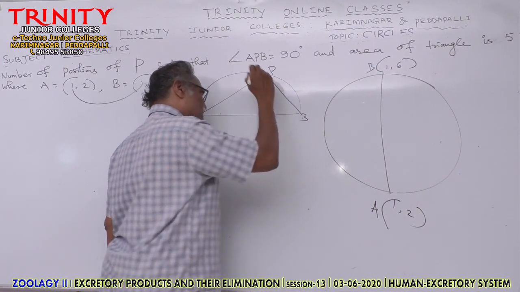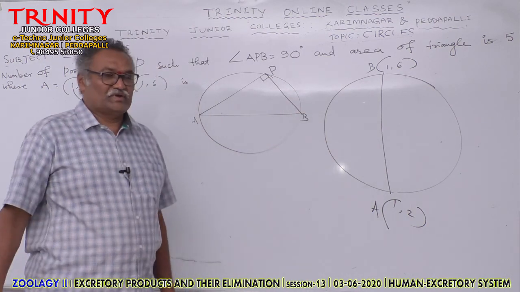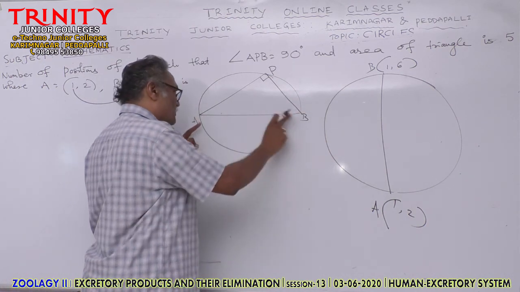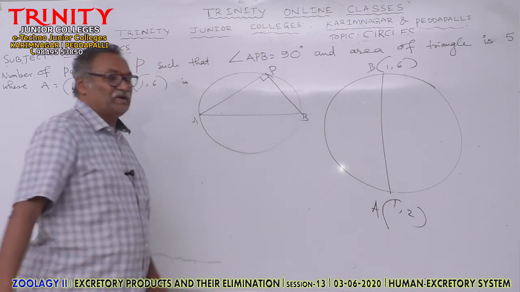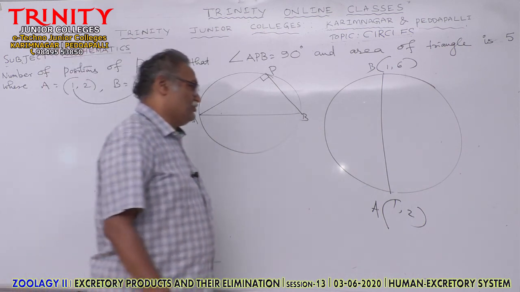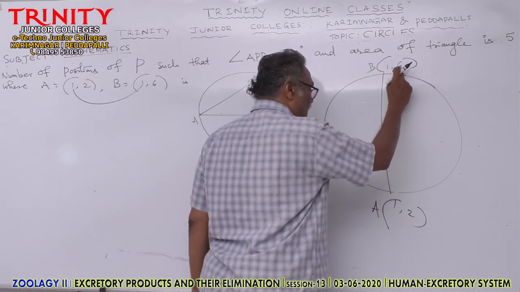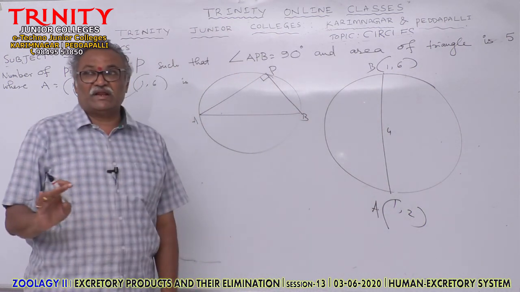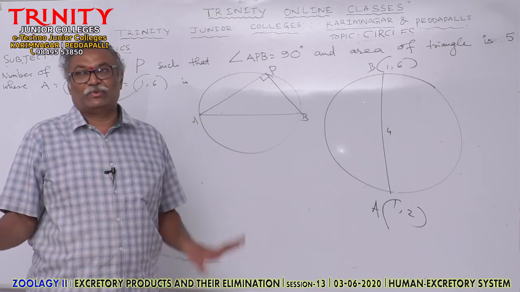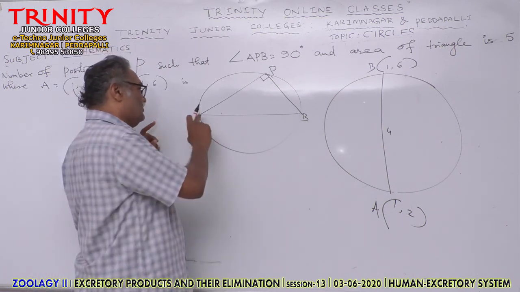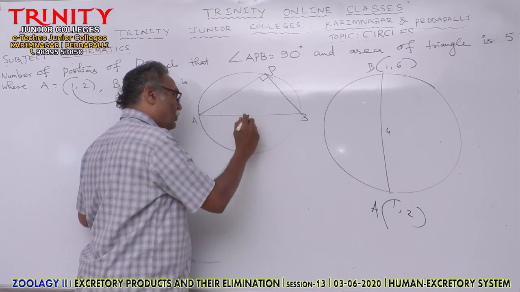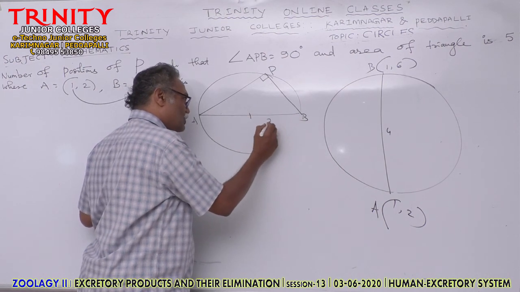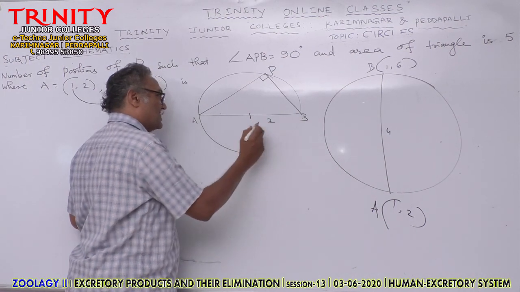First, the distance between the given points 1 comma 2 and 1 comma 6. So it is 4 units. The diameter of the circle is 4 units. It means the distance from here to here is 4 units. Radius is 2 units.